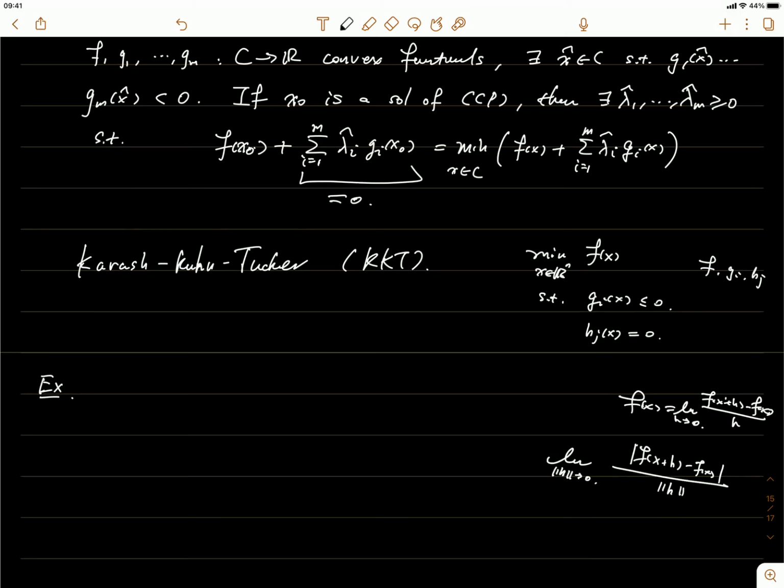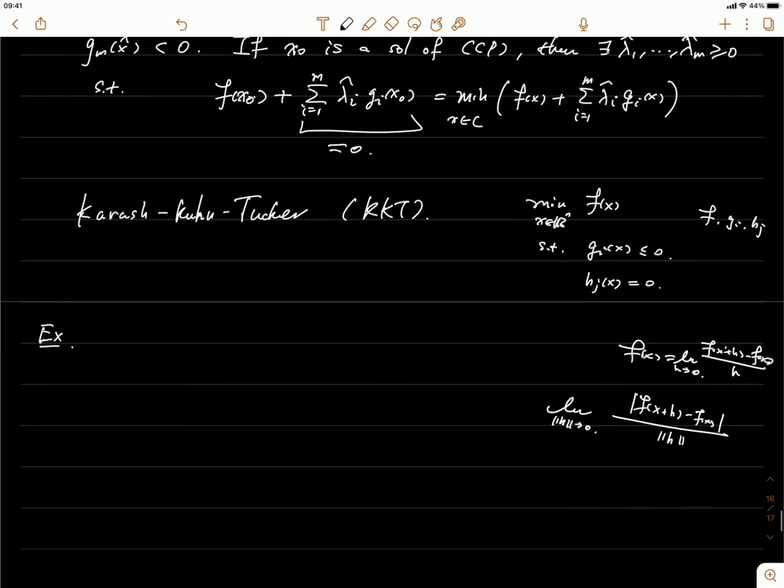But with the norm of H going to 0, the H could be approaching 0 in arbitrary ways. So we can define the derivative if the limit exists. But there are also cases where the function does not have a derivative in the classical sense.